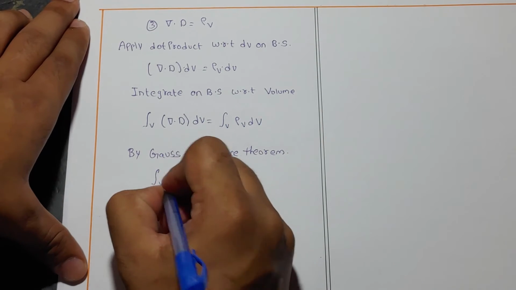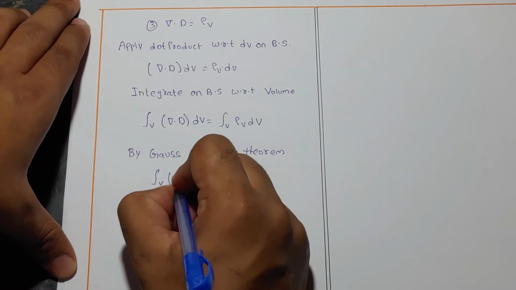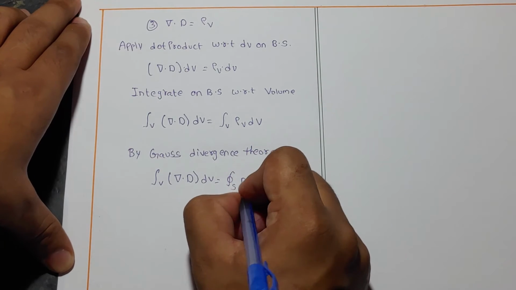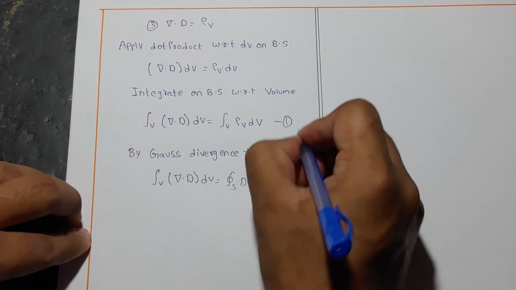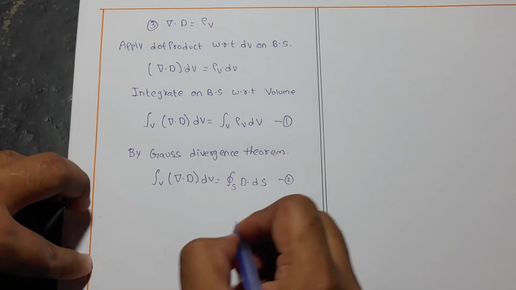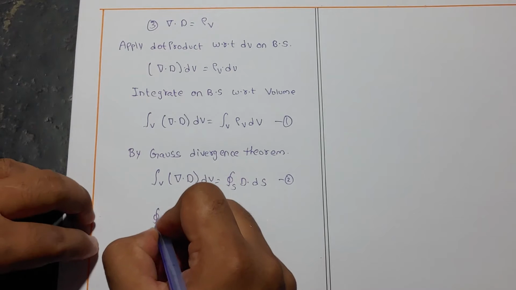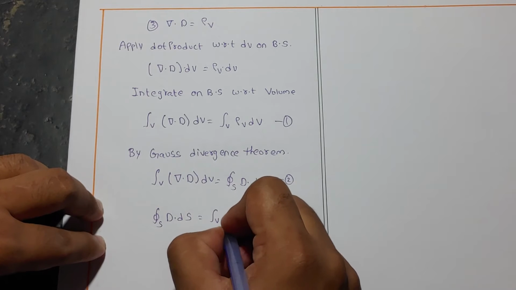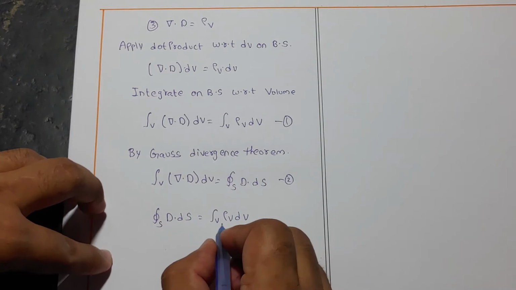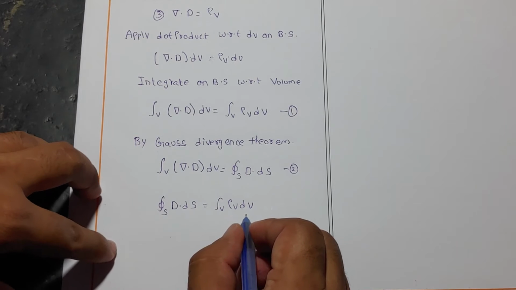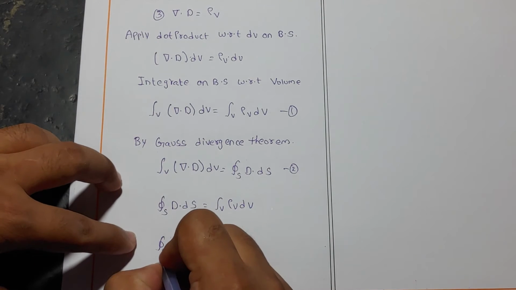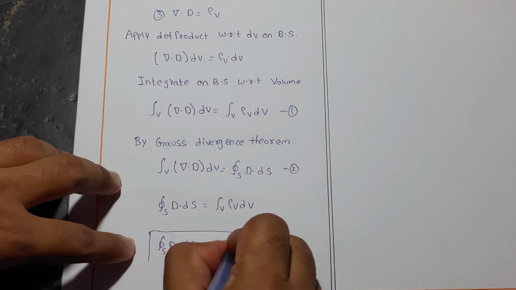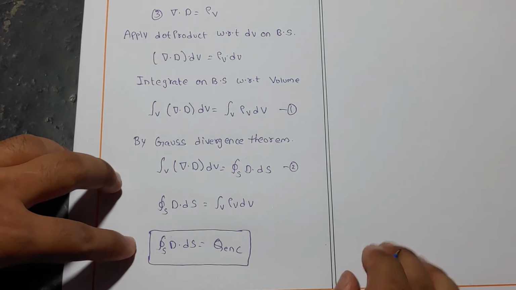That is, closed volume integral of del dot D dv is equal to closed surface integral of D dot ds. This is equation 1 and equation 2. Let us equate equations 1 and 2 to get closed surface integral D dot ds is equal to volume integral rho v dv. We know from the Maxwell equation this is equal to charge enclosed. That is, closed surface integral of D dot ds is equal to charge enclosed. This is Maxwell's third equation in the time varying field in the integral form.